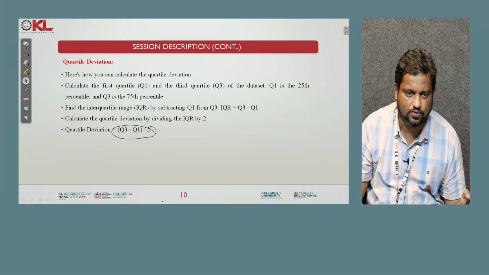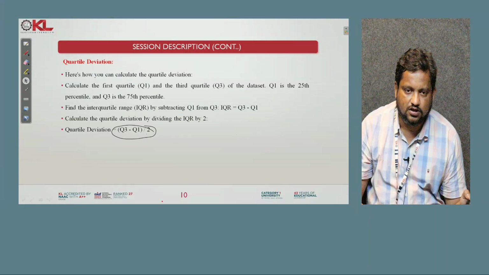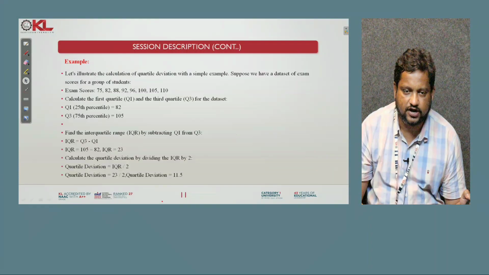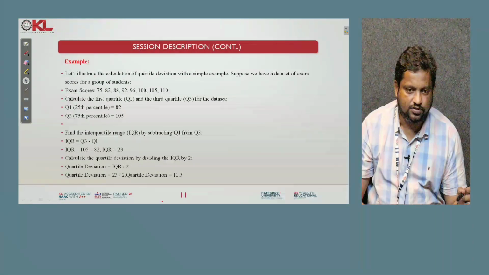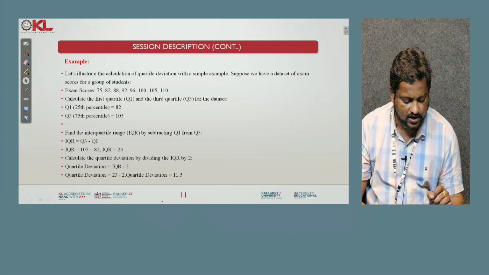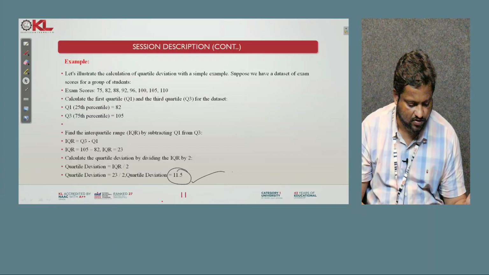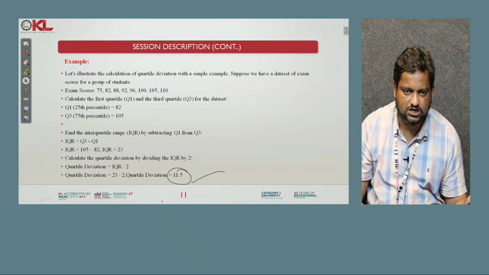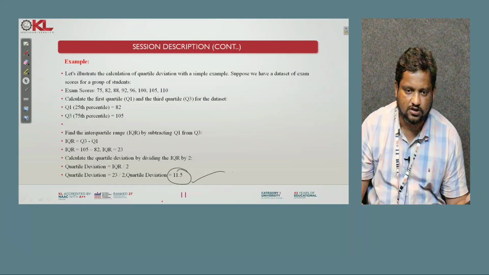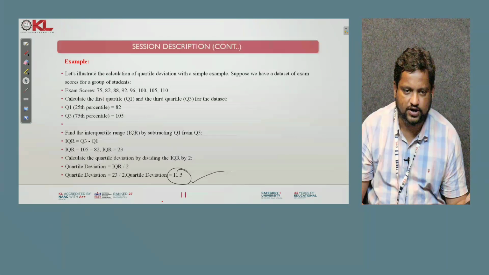Based upon the value, we can tell the spread or dispersion of the data set. For that, we have given an example. In this example, we have calculated the quartile deviation. We got around 11.5. If there is more deviation, then we can say there is more variation in the data set. These are simple steps.